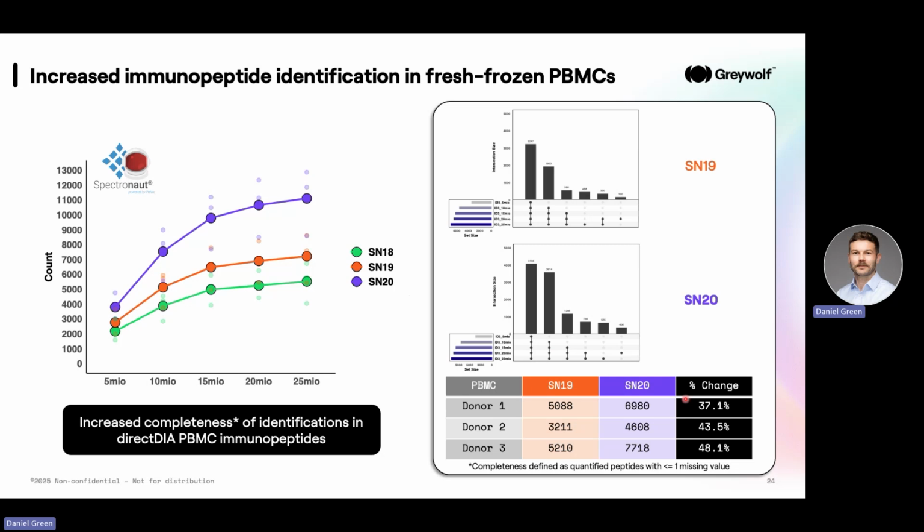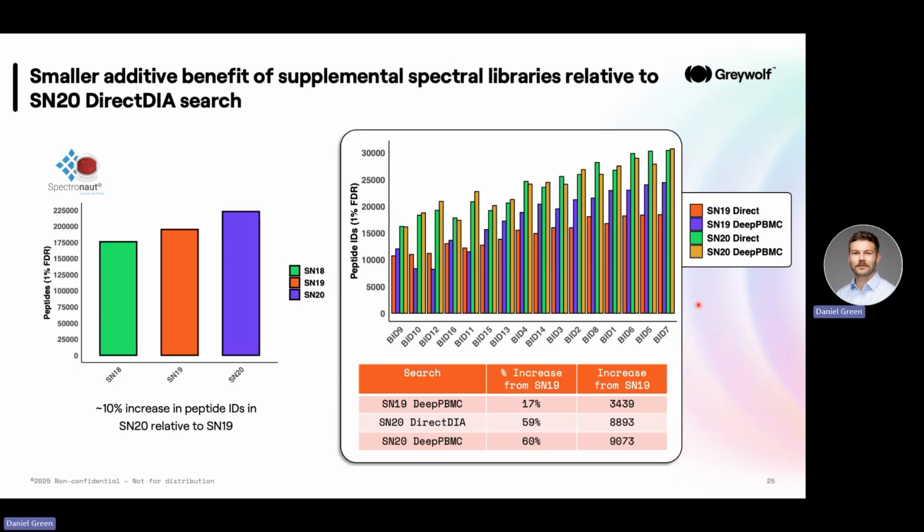And to put some numbers to that just below it, across all of the 3 donors we collected in this titration experiment, the percentage increase between Spectronaut 19 and Spectronaut 20 was anywhere between the region of 37% to 48%. So we again took our deep PBMC library back, and the graph I'm showing on the left-hand side here is illustrating that. We took our deep PBMC library and searched it in Spectronaut 20. And again, interestingly consistent with the preclinical observations, we only get a relatively modest performance in the peptides identified in that library. So around a 10% increase in peptide IDs relative to Spectronaut 19.